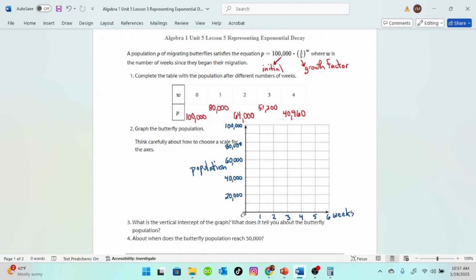Now, when we started, we had a population of 100,000. A week later, we were down to 80,000. After 2 weeks, we were down to 64,000. After 3 weeks, we were down to 51,200. And after 4 weeks, we were down to 40,960. So this is how we would graph this function.